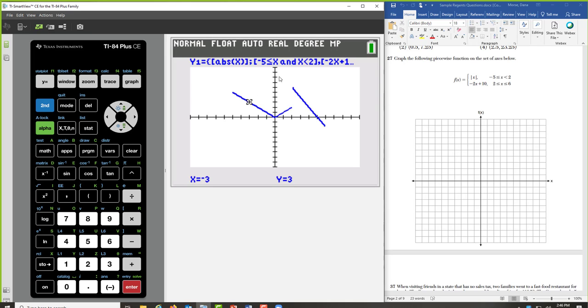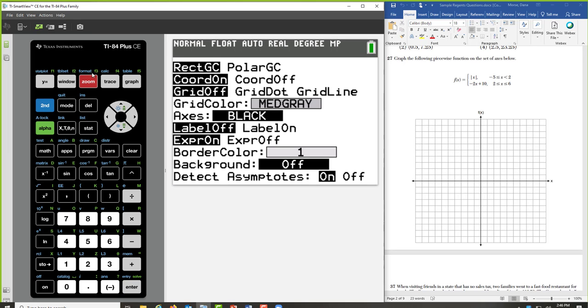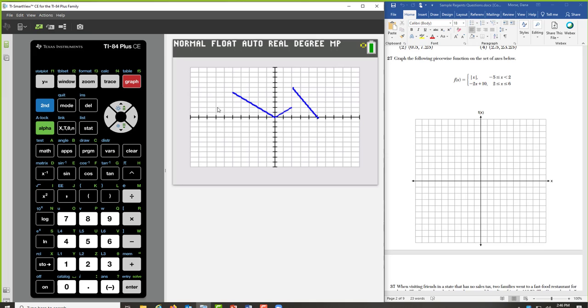The only thing that's really missing from my calculator and right here are these wonderful grid lines so I can count the boxes. The 84 plus CE has grid lines. Second, format. That's the zoom button to get to the format. Grid off is the default. Grid line is what we want. Now it is mirroring what the kids see on the assessment.